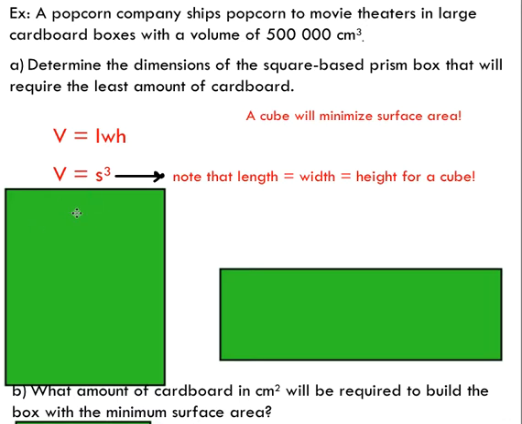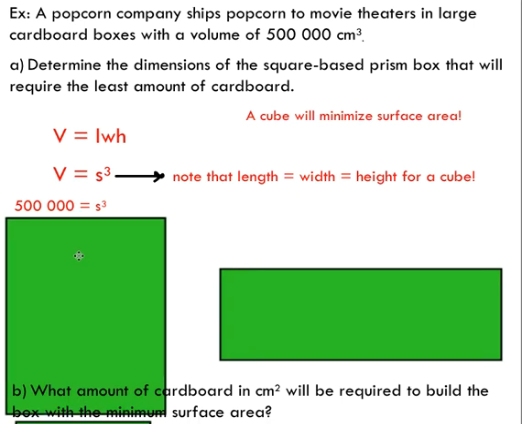Okay, so we're given the volume, so we can substitute that into our formula, and really all we need to do here is solve for S. S will tell us the length, the width, and the height for our cube. Now this is a pretty straightforward equation to solve because there's only one step.